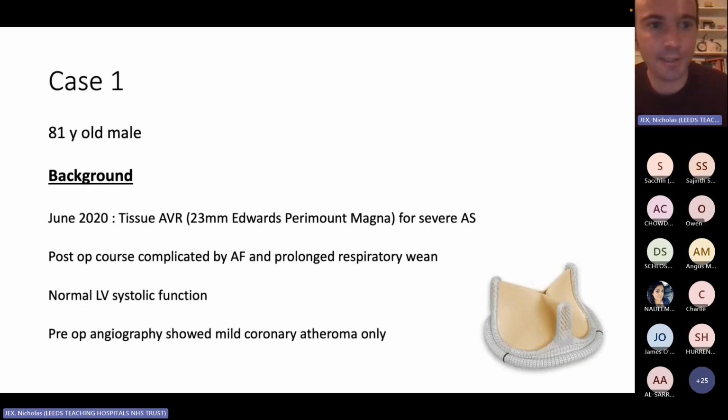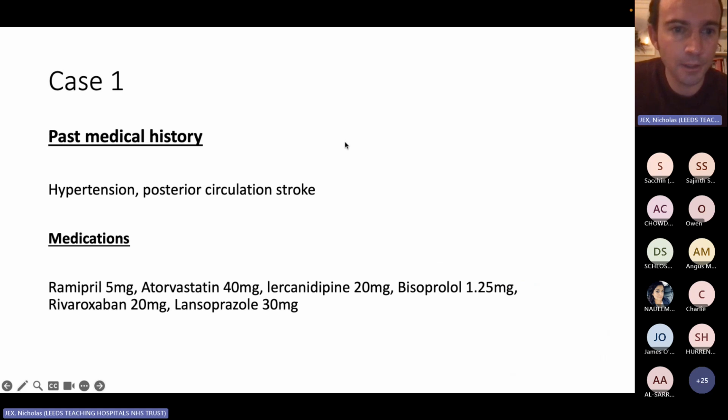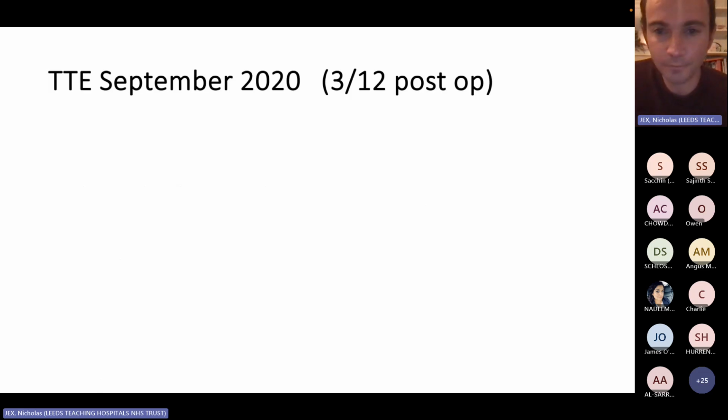So our first case is an 81-year-old man who had a background of a tissue AVR, which was a 23mm Edwards Perimount Magna for severe aortic stenosis back in June 2020. Of note, his post-op course was complicated by AF, which may become relevant later on. Normal LV function pre and post-operatively. He's got a background of hypertension and also posterior circulation stroke. Of note, he's anticoagulated with rivaroxaban 20 milligrams and a range of other medications.